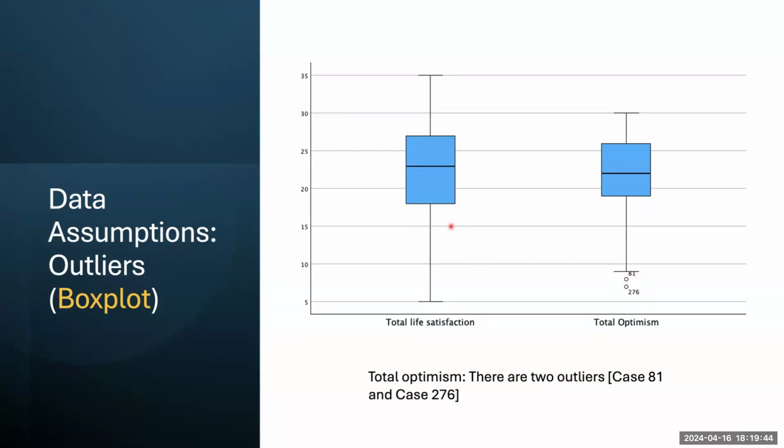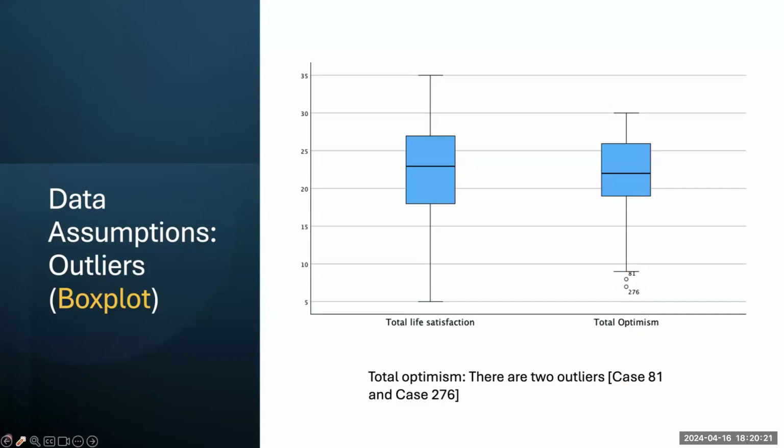Notice we do not see any of the little dots around the total life satisfaction variable. So what it means is that for optimism, two cases, two individuals really scored outside the norms. They were extreme outliers. And we know that those are things that we really do not want in our data, because they really can change the correlation coefficients with regression or correlation tests. So we have identified that we have two outliers.